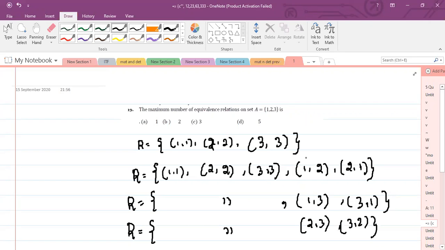Therefore, the options play an important role. Immediately by looking at the options, already we have exceeded 1, 2, 3. So if you got the fourth one, then immediately the option will be D, the fifth. Okay, sorry, 5. You can find 5 equivalence relations, maximum 5.